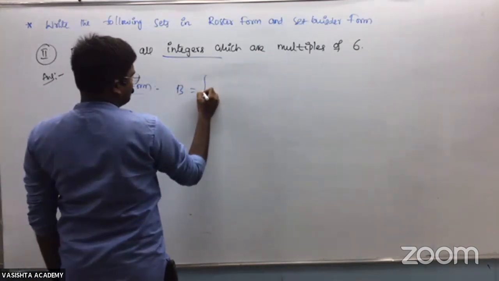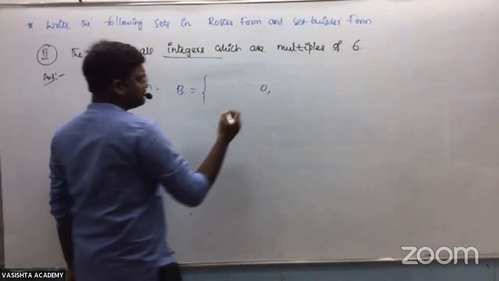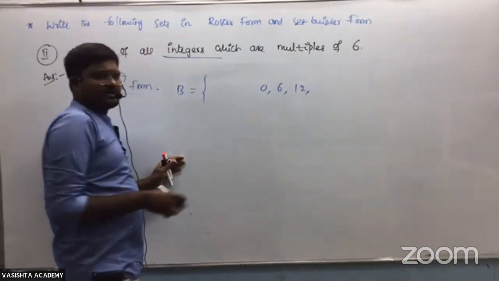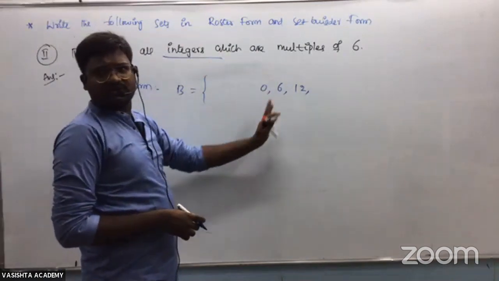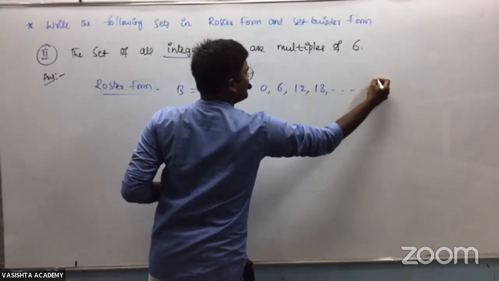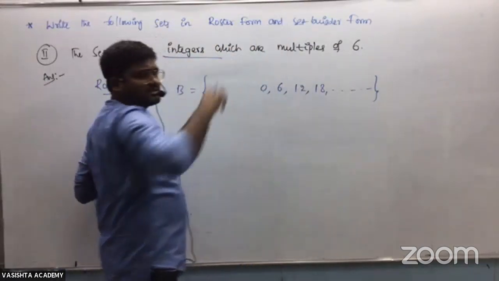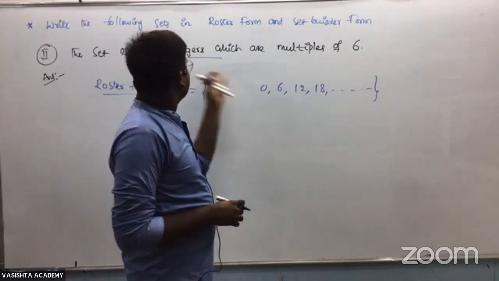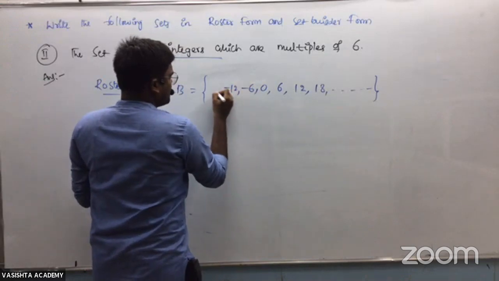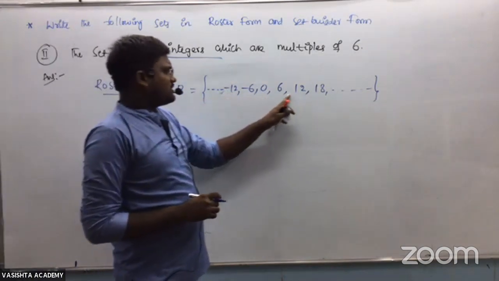Let me take this one as B. What will be the answer? 0 is a multiple of 6, right? Isn't it? 6 is a multiple of 6. 12. That means you have to multiply 6 with every integer, positive or negative. Isn't it? 18, and so on. How many will you get? Infinity. The set of all integers which are multiples of 6. These are all multiples of 6, right? How many elements will you get like this? Infinite. Similarly, -6, -12, like that. Can you see this? -12, -6, 0, 6, 12, 18, and so on.